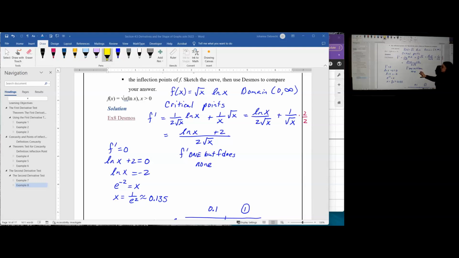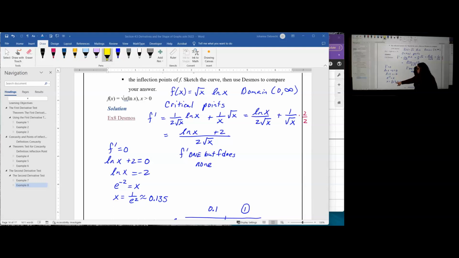Now we look for the critical points. The first derivative is not defined when x is 0, but 0 is not in the domain, so it's not a critical point. There are no other points that are a problem for the first derivative. The first derivative is 0 when the numerator is 0, which means the natural log is equal to negative 2.